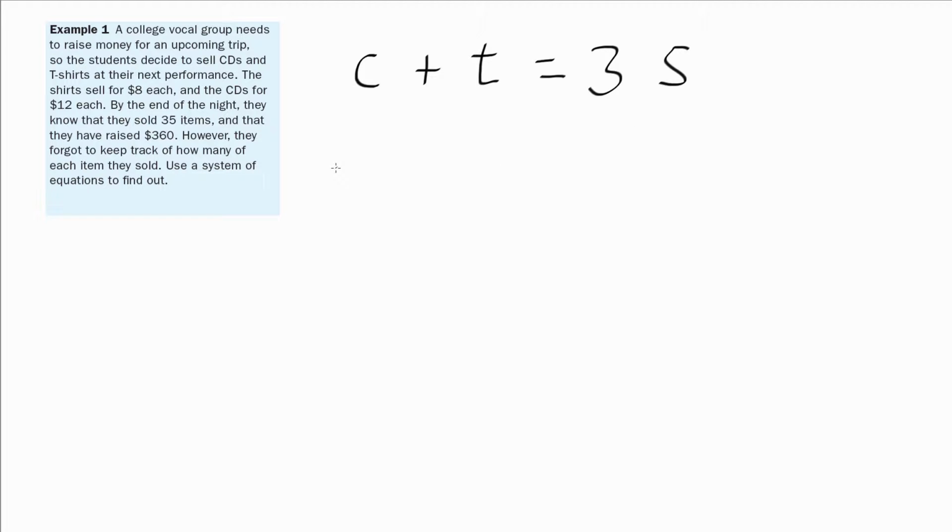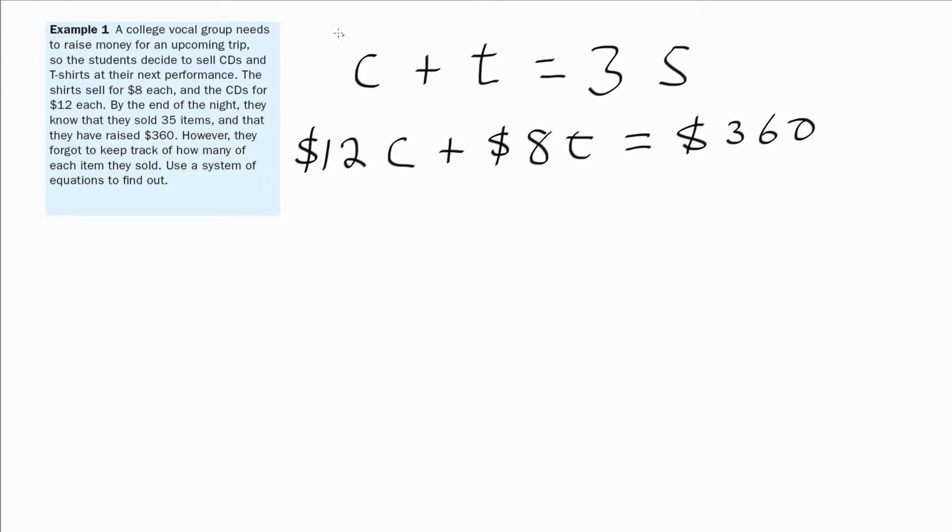The total value was, for each CD, it's $12 per CD, so that's 12 times the number of CDs sold, plus for each t-shirt, that's $8 times T, or $8 times the number of t-shirts sold, and that equals $360. This is our system of linear equations.